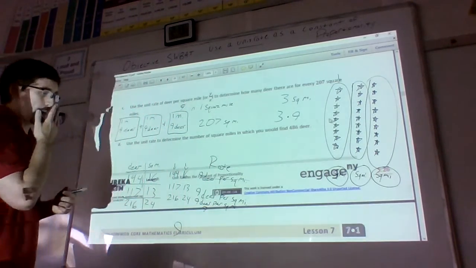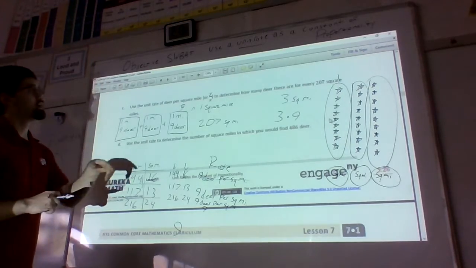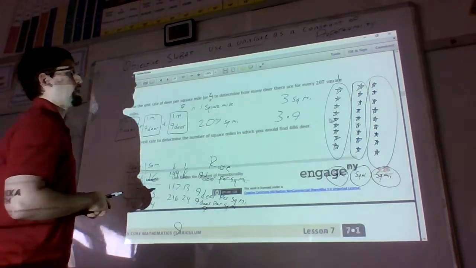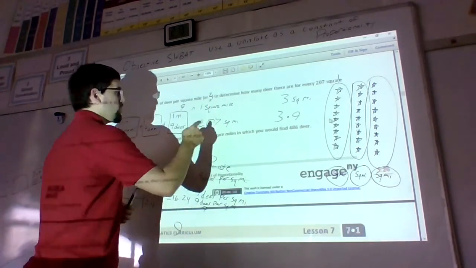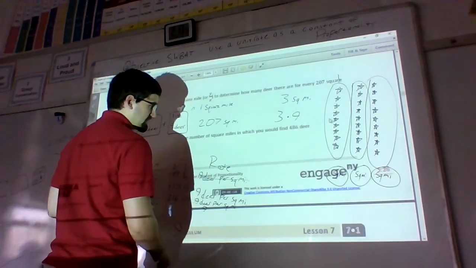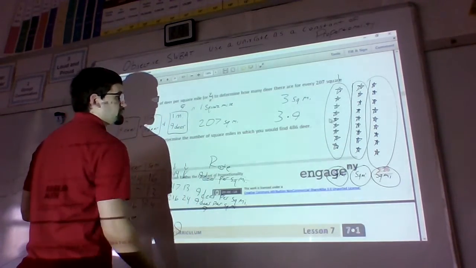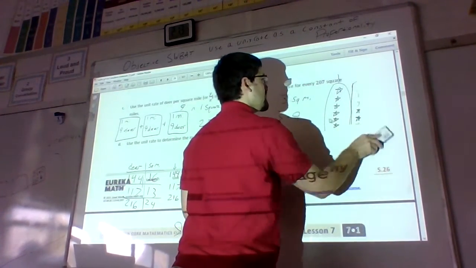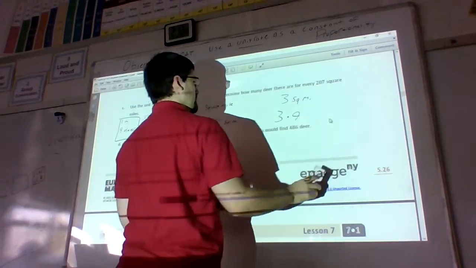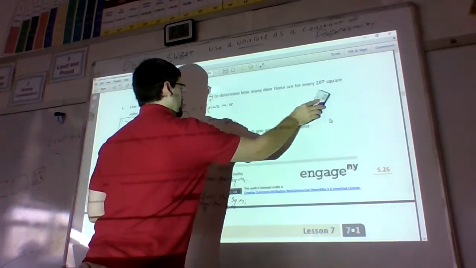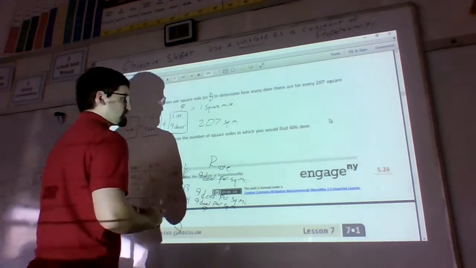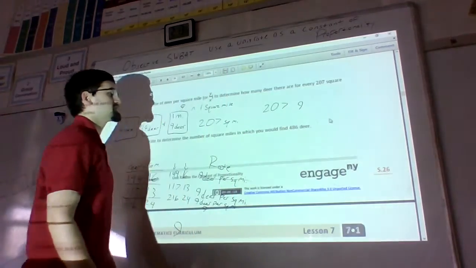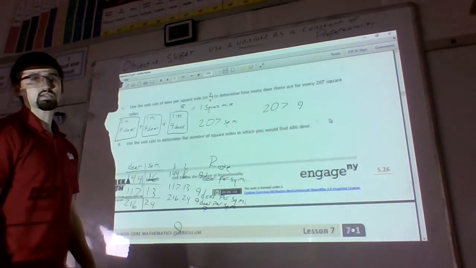Okay? So let's go back to the problem here. It says there are 207 square miles. How many deer will that be? Well, now instead of 3 groups, we have 207 groups of 9 deer. So we would do that by multiplying 207 times 9. Because now we don't have 3 square miles, we have 207. 207 times 9 gives us the number of deer in 207 square miles.